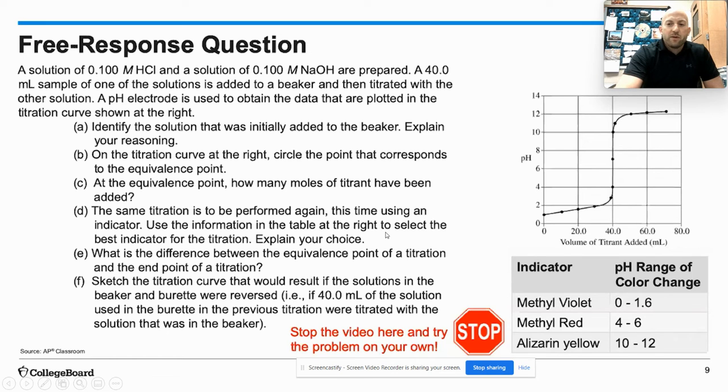Circle the point that corresponds to the equivalence point. Okay, see if you can figure that one out. Stop this at any point. Equivalence point is right here in the middle. How many moles of titrant have been added? You can do a calculation knowing that you have 40 milliliters of solution that has been added. Okay, we'll work through that in just a minute. I don't need to read all the questions.